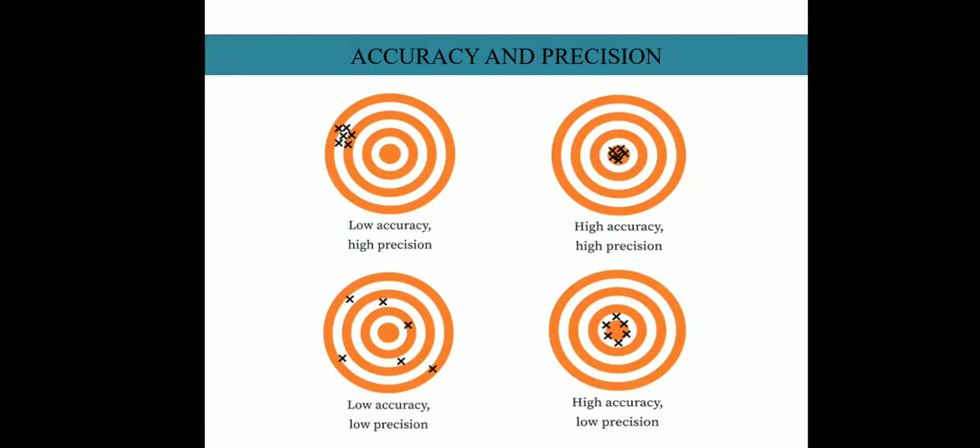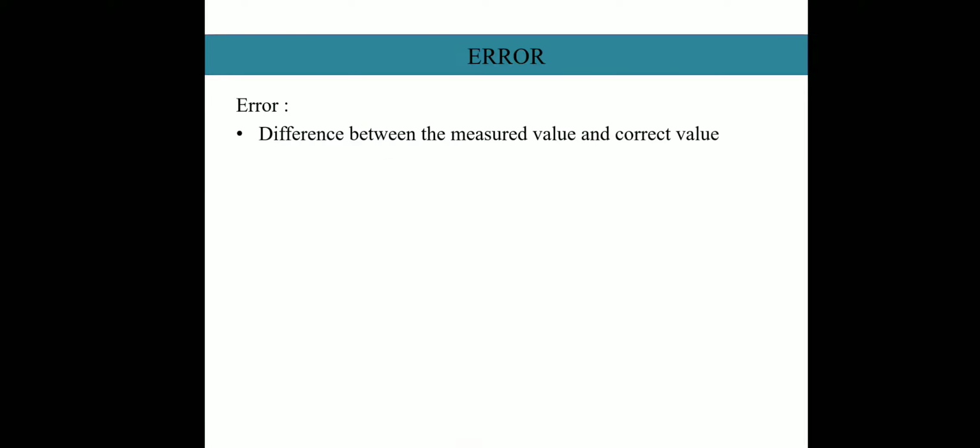Now, because we already know what accuracy and precision are, we can go for the next definition, which is called error. Error basically means measuring something wrongly. There will be a difference between the actual value and the measured value. That difference between the measured value and the actual value, or sometimes we also call it the correct value, is known as error.